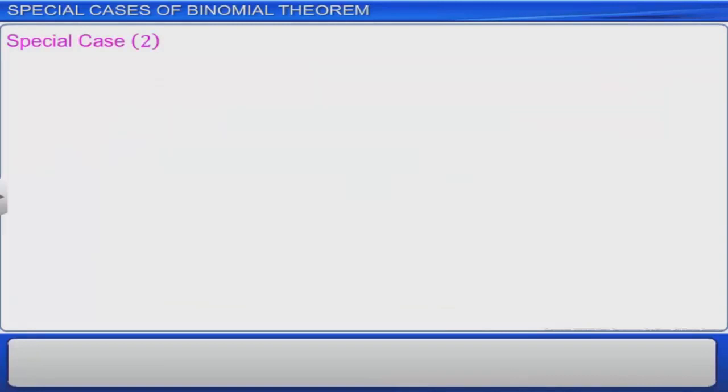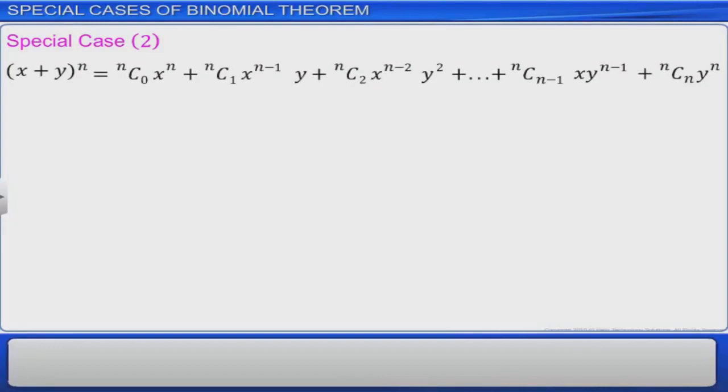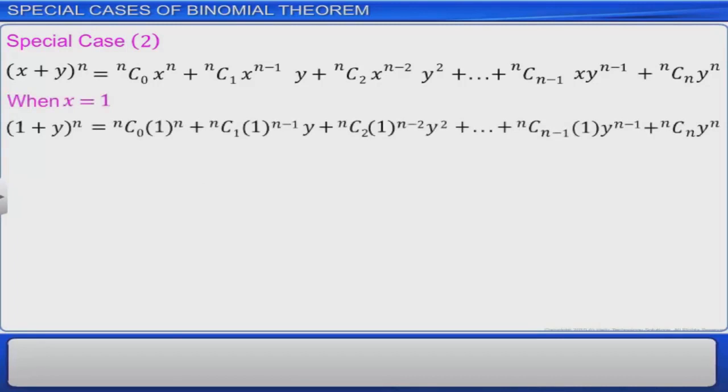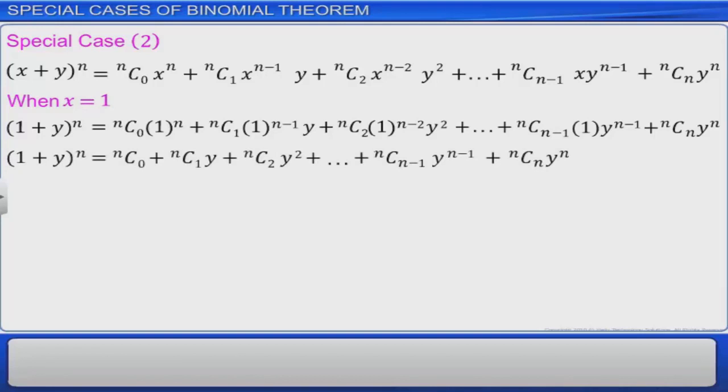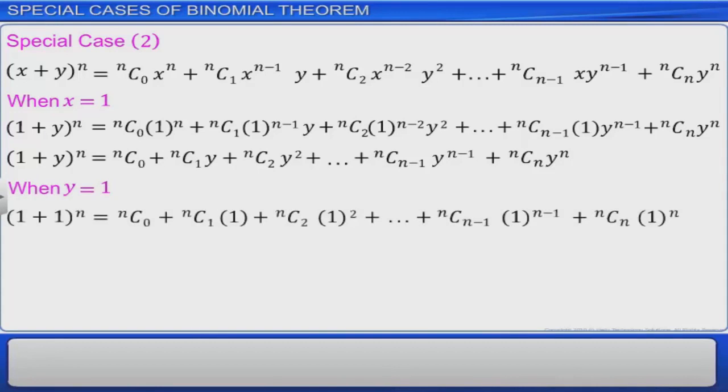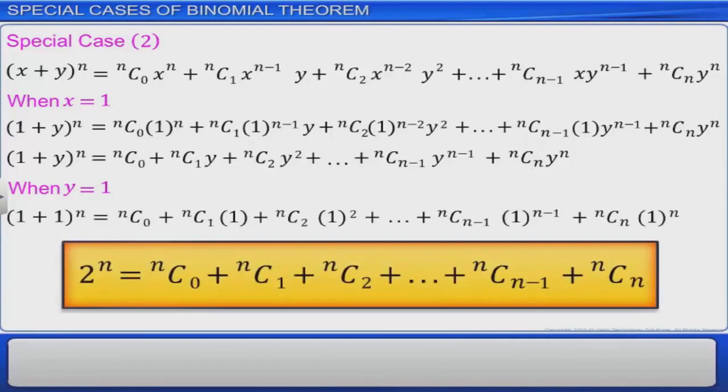Let us consider another case now. Consider the binomial expansion of (x plus y) whole raised to the power n. When x is equal to 1, the binomial is (1 plus y) whole raised to the power of n. This can be simplified further to get the expression shown here. Further, when y is also equal to 1, the expression is as shown. This is the simplified form. This is a formula to find the sum of the coefficients of a binomial expansion.